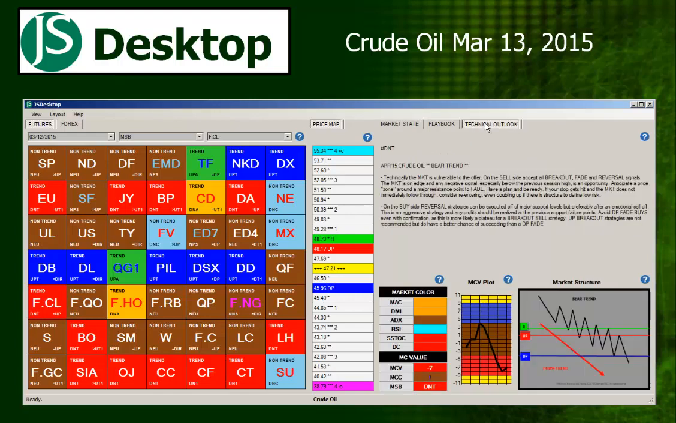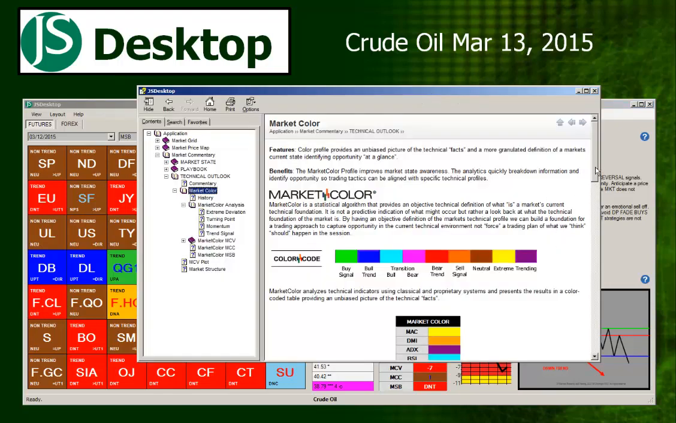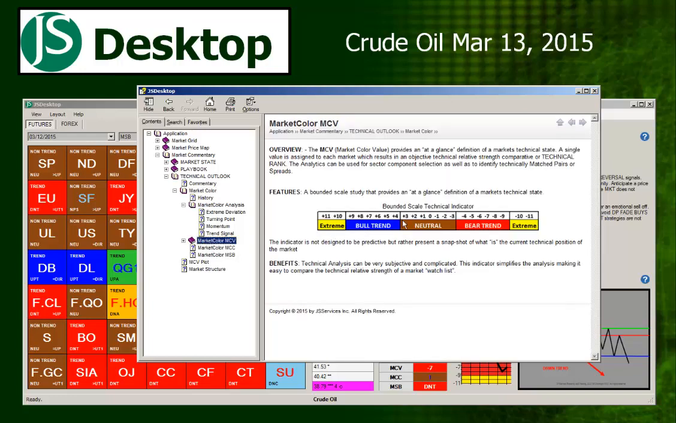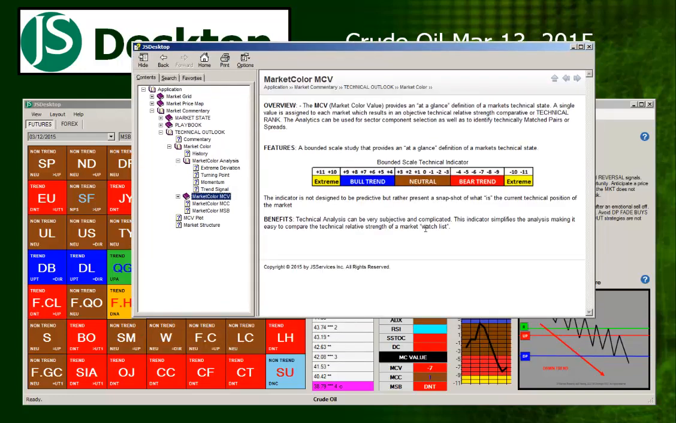Taking a look at the technical outlook, the market has been in a negative trend. We're definitely in the bear trend camp. If you're curious about the market color indicators, you can click on the help buttons to get a little more nuance of what's going on internally on the indicators. And if you want to learn more about the MC value, today's MC value is a -7, so it has us in the bear trend zone.